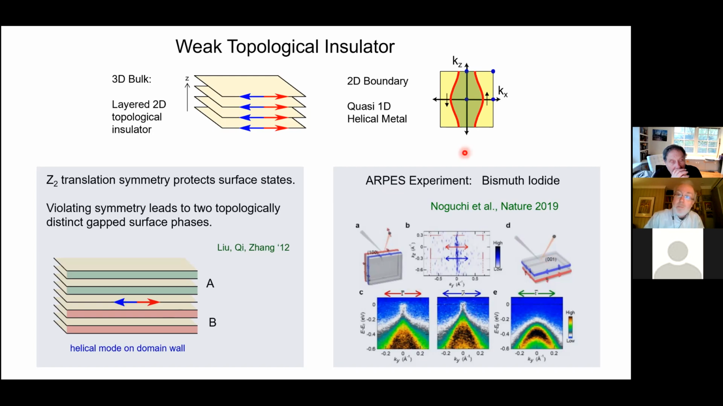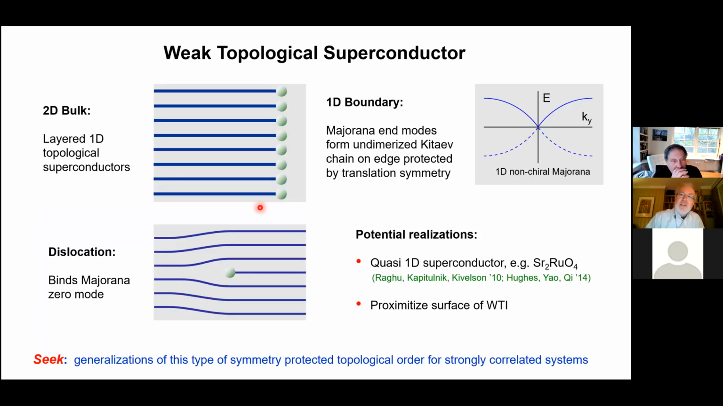And so this weak topological insulator is something which seems to actually exist. Now, another translation symmetry protected topological phase you can contemplate is a superconducting version of this, a weak topological superconductor. If I have a one-dimensional topological superconductor, it has the Majorana mode at the end. So allow me to take a stack of those to form a two-dimensional material.